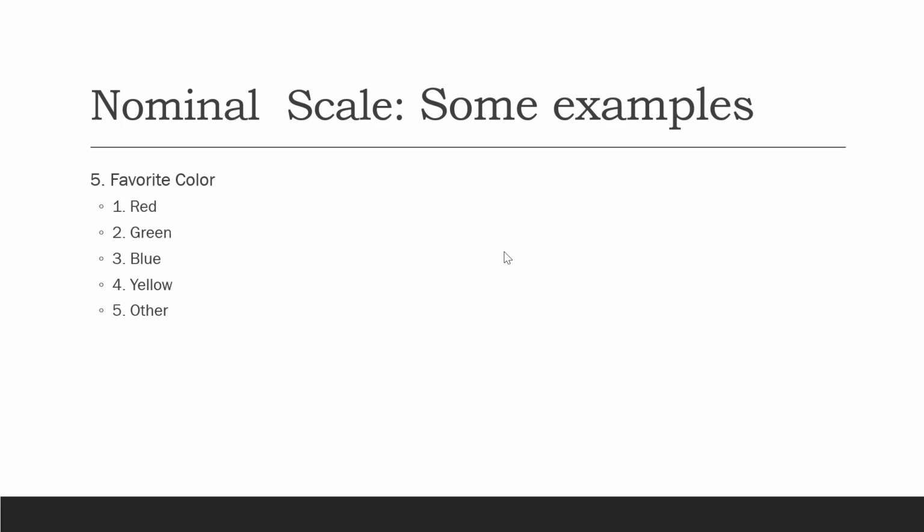Regarding the favorite color, you might ask the participant to select one color that is his or her favorite, and then you are going to code 1 for red, 2 for green, 3 for blue, 4 for yellow, 5 for other. Again, we cannot say code number 4 is better than or more important than or greater than code number 1, number 2, and number 3. Does not mean that way. Code number 4 just stands for yellow. Code number 3 just stands for blue. Code number 2 just stands for green, and 1 just stands for red.